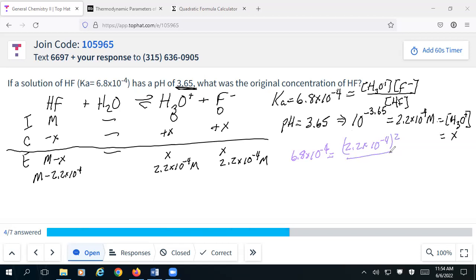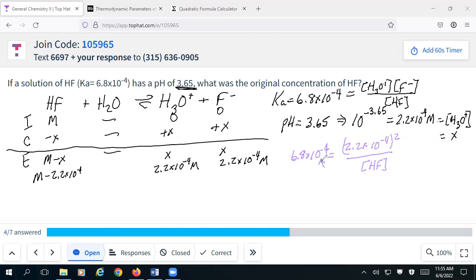Now, for ease of algebra, I'm just going to put concentration of HF in that denominator so that I don't have to do an expansion and everything else. I'm just going to make my life a little bit easier here. I know I'm going to have to do something with that M minus 2.2 times 10 to the negative fourth. I'm going to put that to the side for a minute, though.